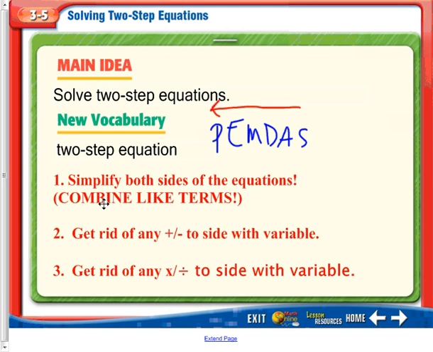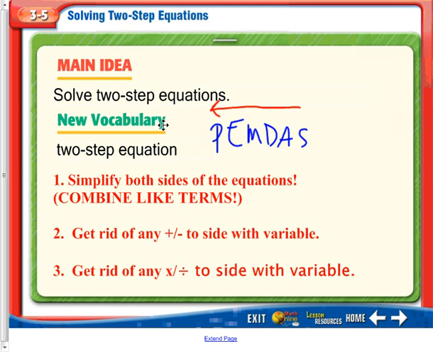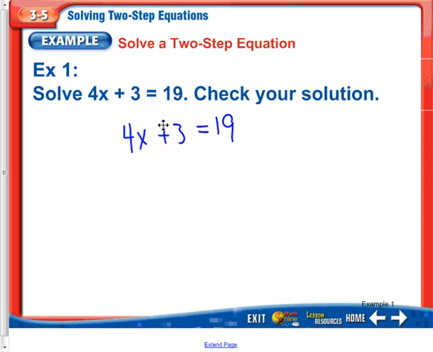Getting into our first example, we have 4x plus 3 equals 19. Learning our steps from lessons 3.2 and 3.3 is really going to help us keep everything organized. So we have 4 times x plus 3 equals 19. Thinking of our rules, step 2 says we need to get rid of any addition or subtraction to the side of the variable. We're only going to look at this side because x is over here, as opposed to the other side where we just have a 19. So we need to get rid of any addition or subtraction.